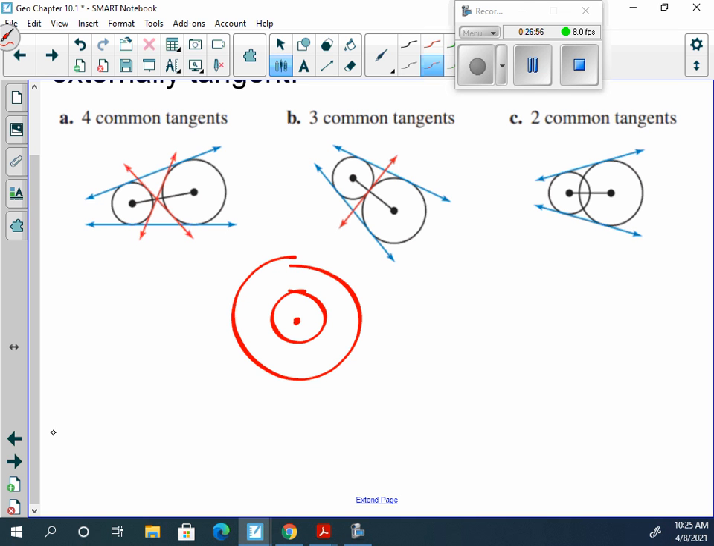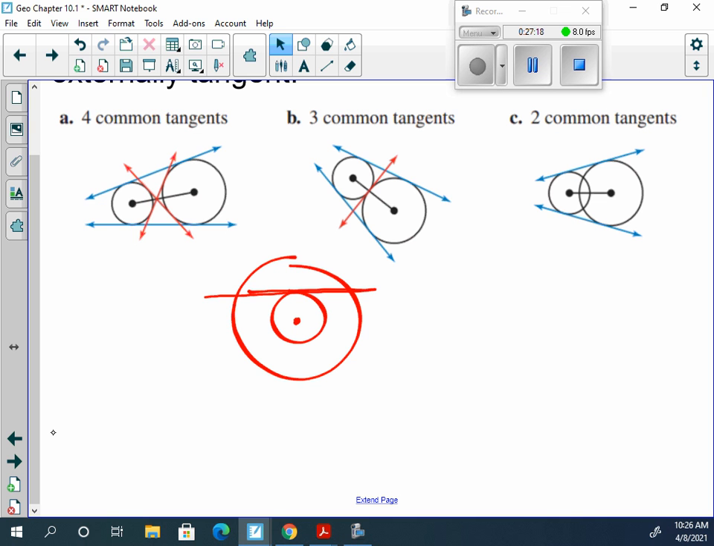They share a common center. How many tangents would this one have? None, because a tangent can only intersect the circle at how many points? One. For this center one here, I can create any tangent, but as soon as I do for this smaller circle, it's going to become a secant for the bigger.